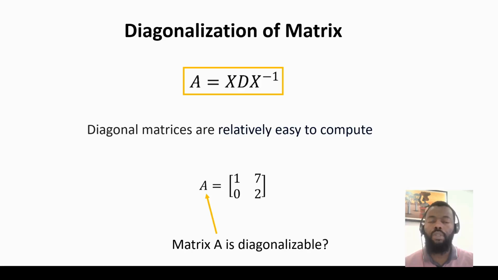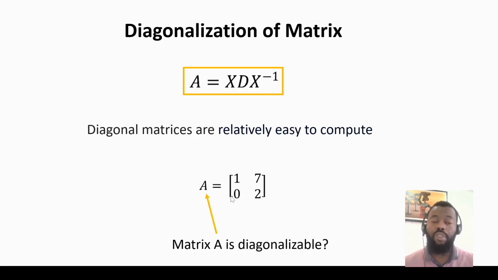Hello to everyone. Let's talk about the diagonalization of a matrix. So matrix A is diagonalizable when it is equal to the product of a matrix X times matrix D times the inverted matrix of X. Diagonal matrices are relatively easy to compute.